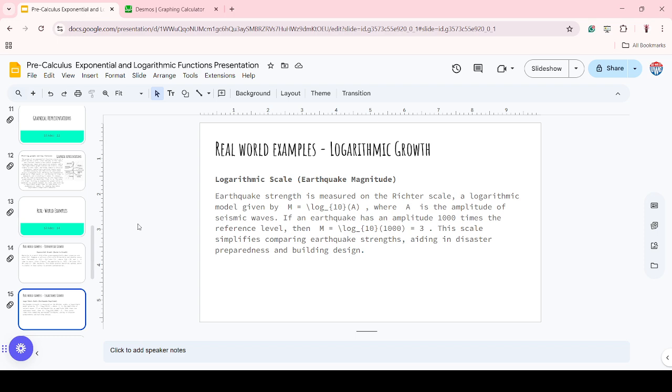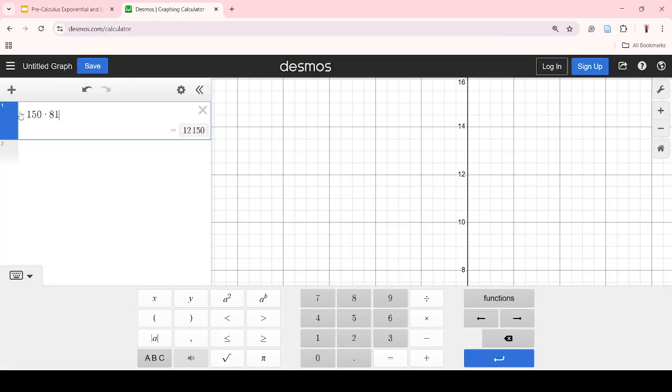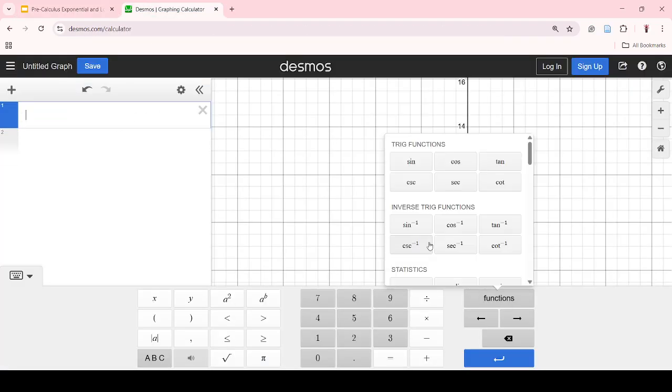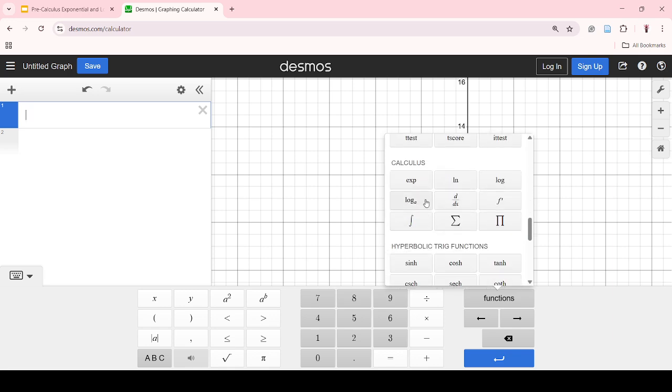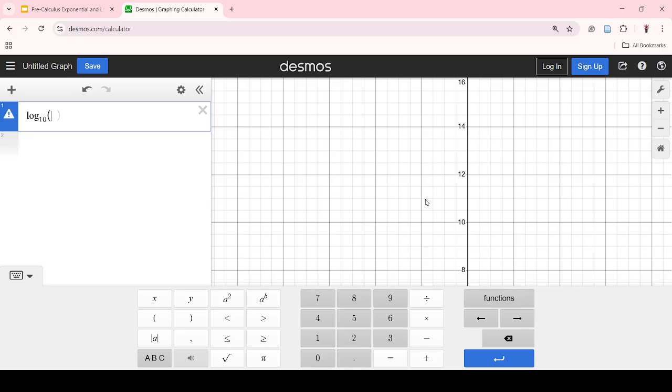The last real-world example that we talked about was the Richter scale and how it helps in seismology. So let's go ahead and try a quick example here. We see that we have M is equal to log subscript 10 of A. A is your amplitude. But if our amplitude is 1,000 times our reference level, we of course have log subscript 10 of 1,000 is equal to 3. But let's check the work. Log subscript 10 of 1,000 is equal to 3.